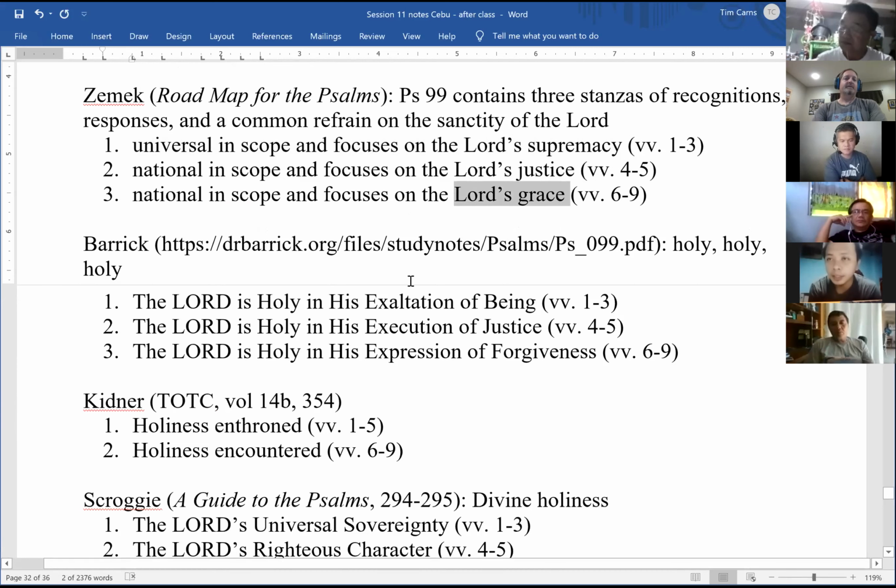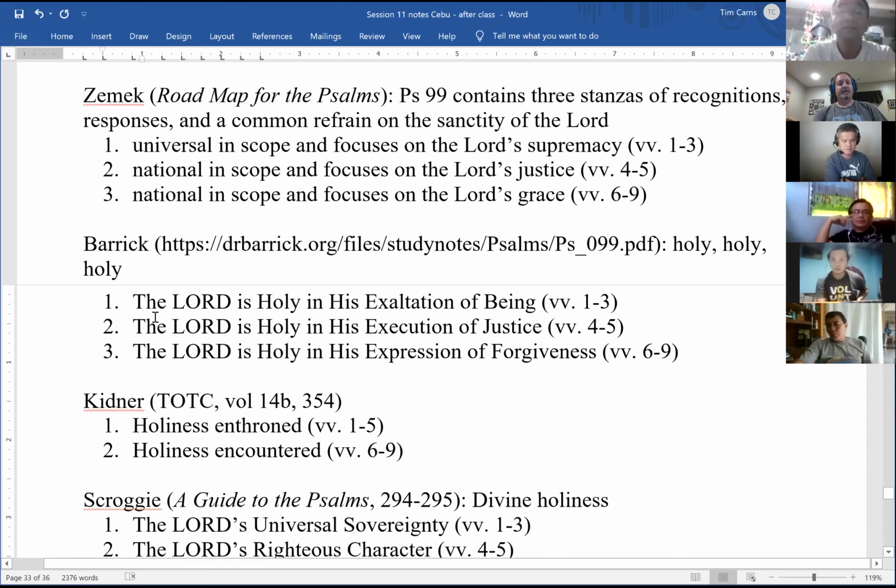Dr. Barrick, this is his outline. The Lord is holy in his exaltation of being. So there's that idea of greatness. The Lord is holy in his execution of justice. The Lord is holy in his expression of, and he put forgiveness. But again, note 3 stanzas, similar to what we had come up with.